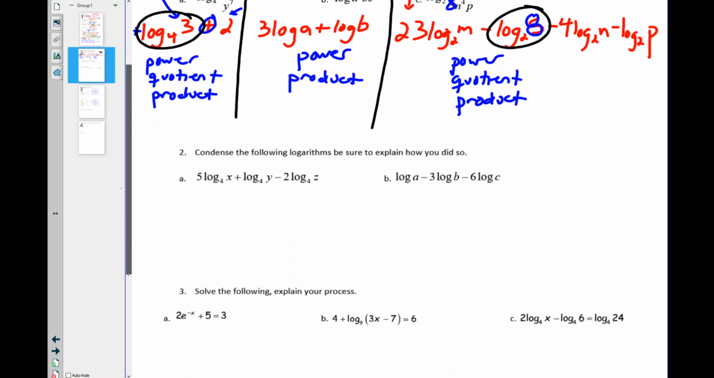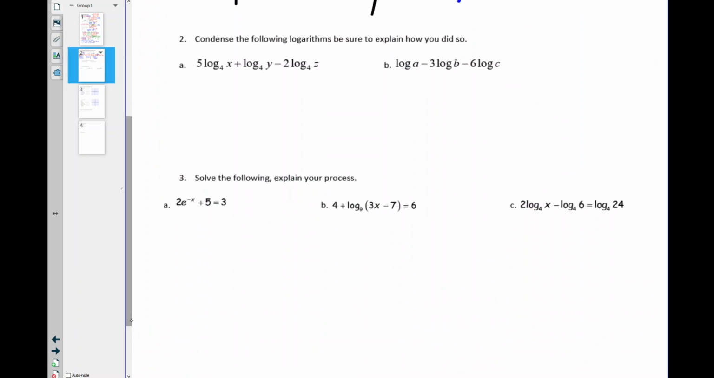Okay, let's do condensing. Notice how, in order to condense, we have to have all of the same base, which we do. We also have to have the same coefficients, which we don't. So for these, you might want to take one extra step. You might want to rewrite this as log base 4 of x to the 5th plus log base 4 of y minus log base 4 of z squared, just to get rid of those coefficients.